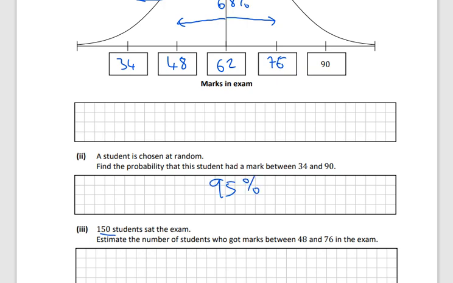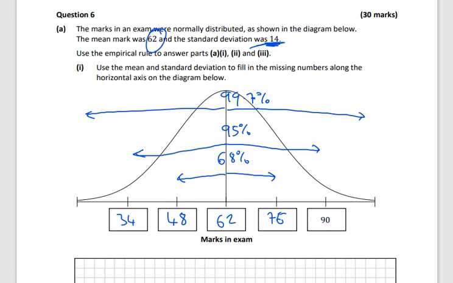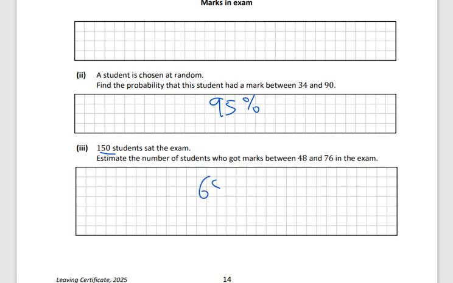150 students were at the exam. Estimate the number of students who got a mark between 48 and 76. Right, 48 and 76 is 68%. So if we just write down 68%, you'll probably get some marks for just having that written down. And we need to find that of 150 students. So we need to find 68% of 150 students. And you can just do 150 multiplied by 68%. And that's 102 students.